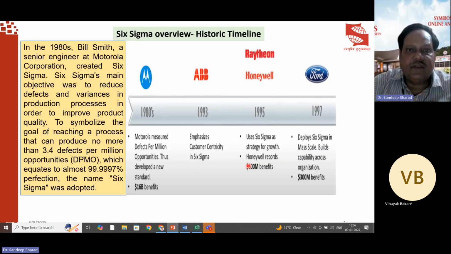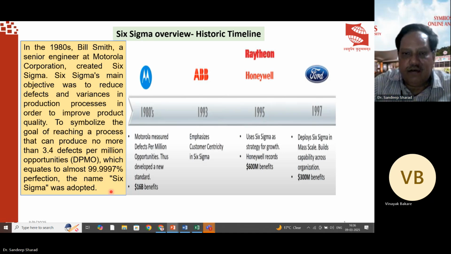If we talk about the Six Sigma overview historic timeline, in 1980, Bill Smith, a senior engineer at Motorola Corporation, created Six Sigma. The main objective of Six Sigma was to reduce the defects and variance in the production processes in order to improve product quality, to symbolize the goal of reaching a process that produces no more than 3.4 defects per million opportunities, which equals almost 99.997 percent, and the name Six Sigma was adopted.